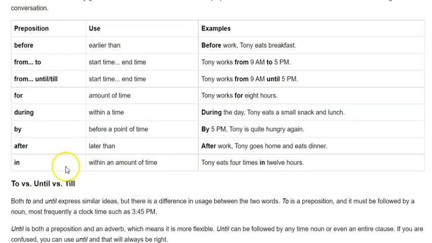Then the next one is in, which can be used within an amount of time, like Tony eats 4 times in 12 hours. Within an amount of time, Tony eats 4 times in 12 hours. You can see there is for, which can also be used for an amount of time, but in is used within an amount of time. Please remember that. So these are a couple of functional time prepositions.